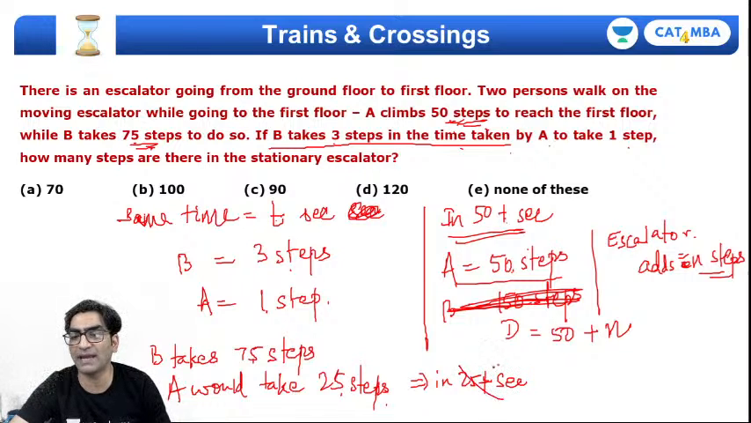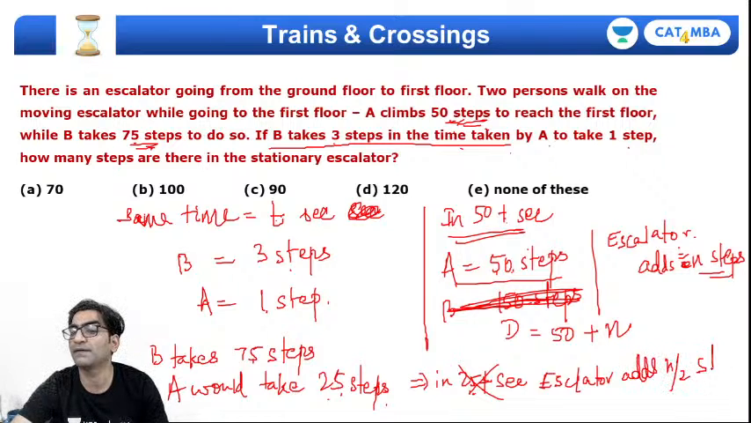But you don't care about time actually, you care about escalator, right? If a takes 25 steps, right? आपको क्या पता, जब a 50 steps लेता है तो escalator n steps ऐड करता है, तो a 25 steps लेगा तो आधे टाइम में लेगा, मतलब escalator भी आधा टाइम, आधे नंबर ऑफ स्टेप्स ऐड करेगा. So escalator adds n by 2 steps, right? So in this case b runs 75 steps and the escalator adds n by 2 steps, which means that distance should also be equal to 75 plus n by 2.